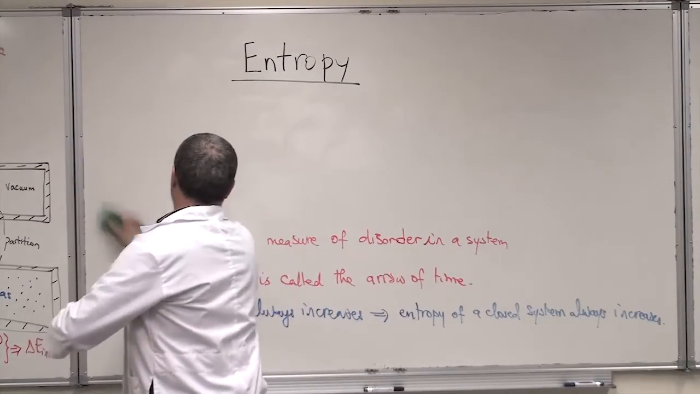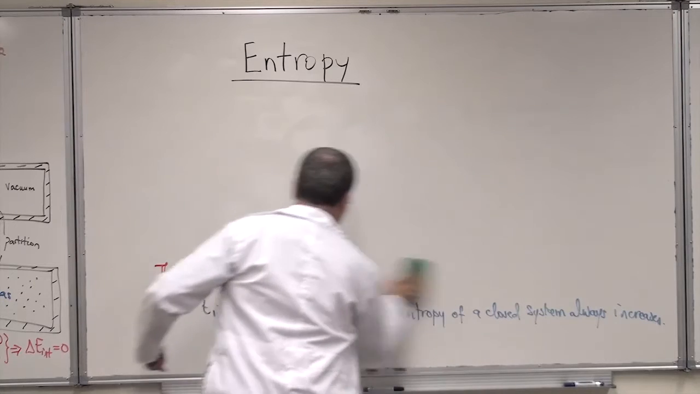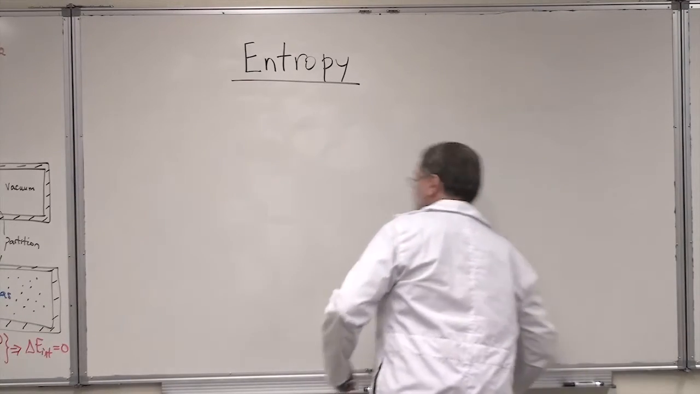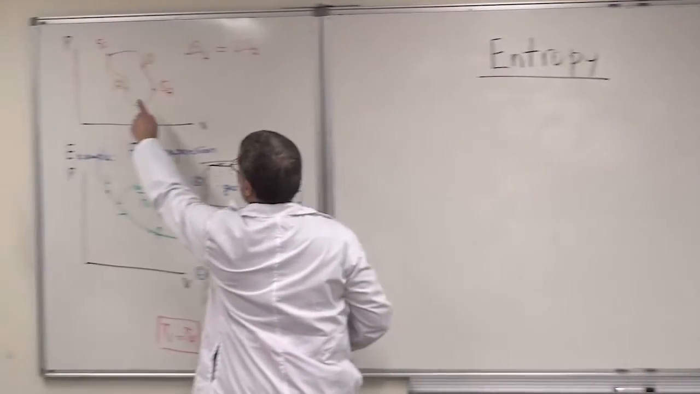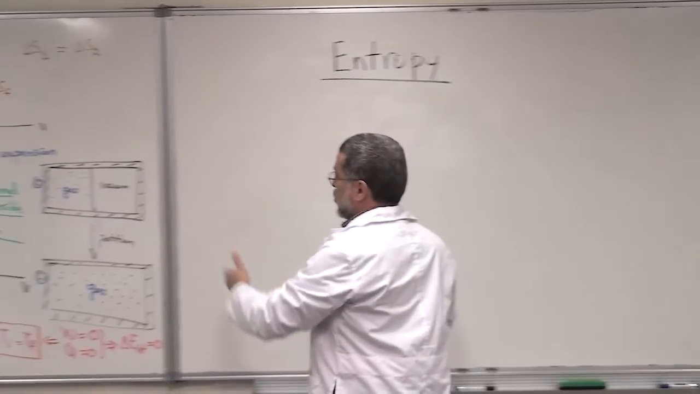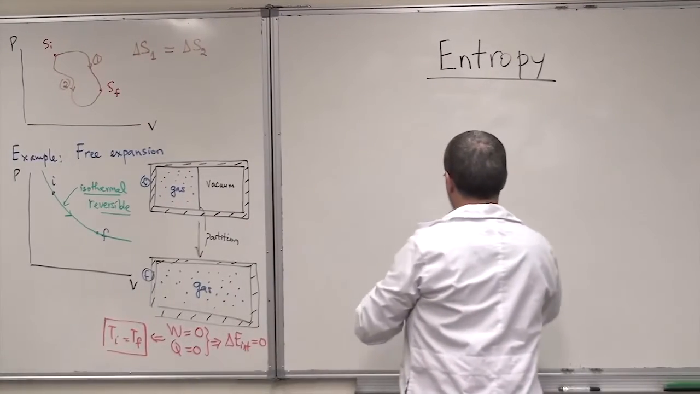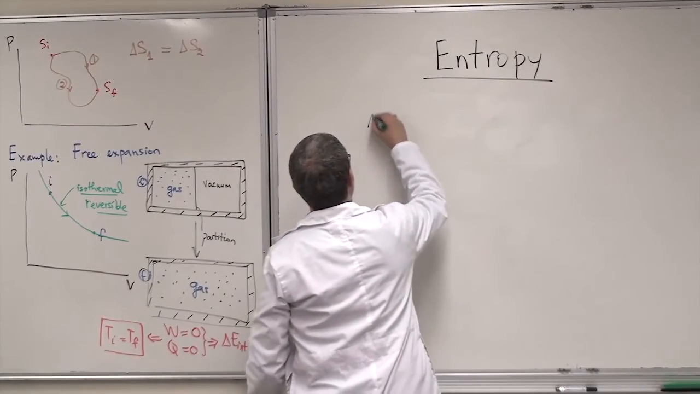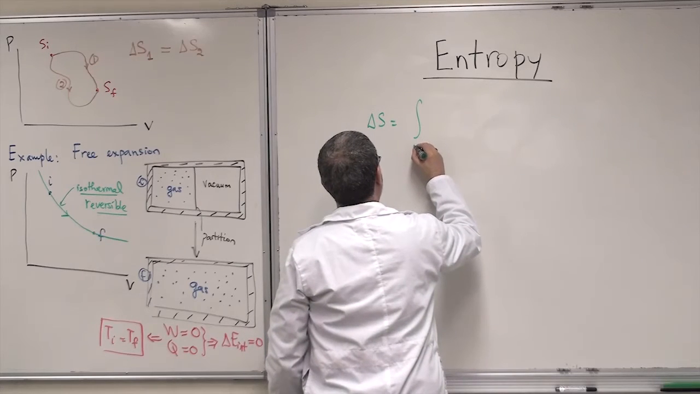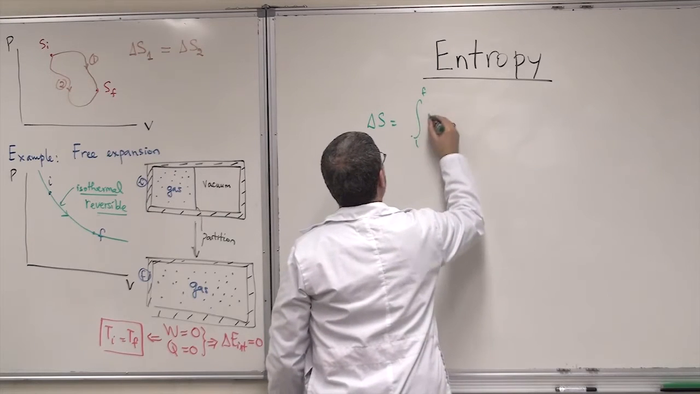So let's write it down. Let's write it down again. And then we are going to use the fact that the change in entropy is path independent, and then we can find the change in entropy for this free expansion. So delta S in this case will be the integral between the initial state and the final state of what?